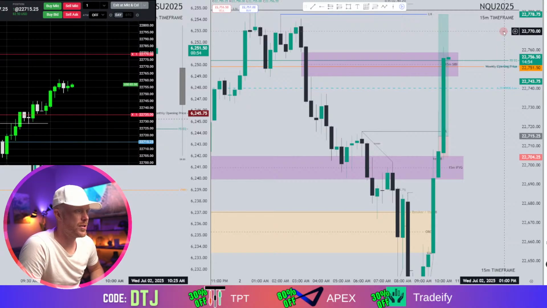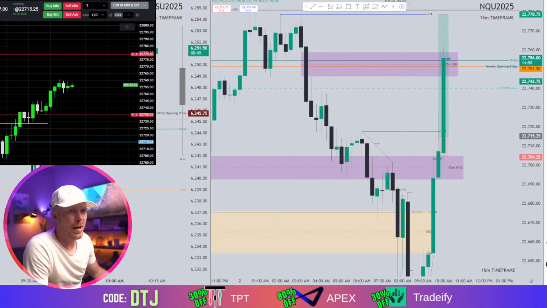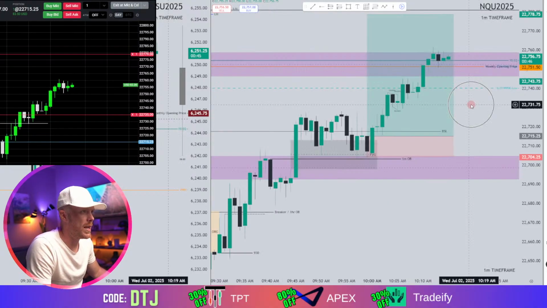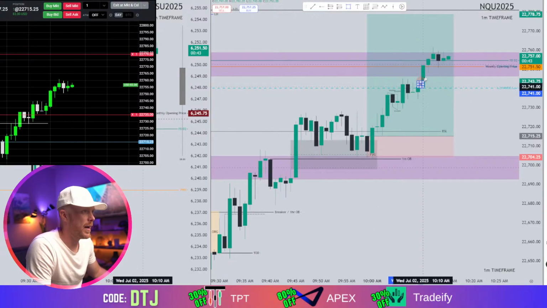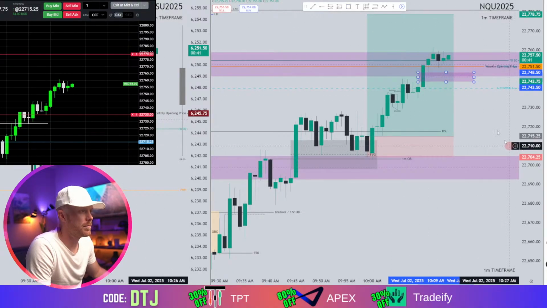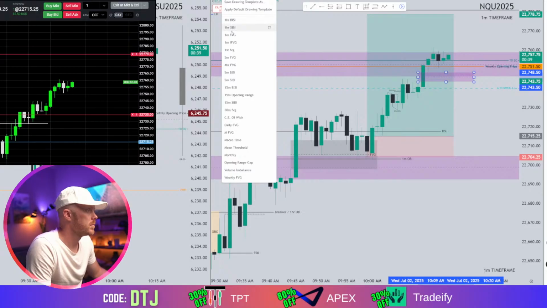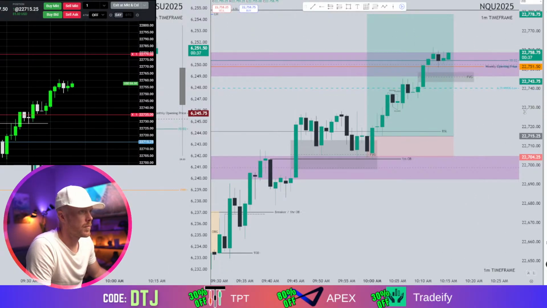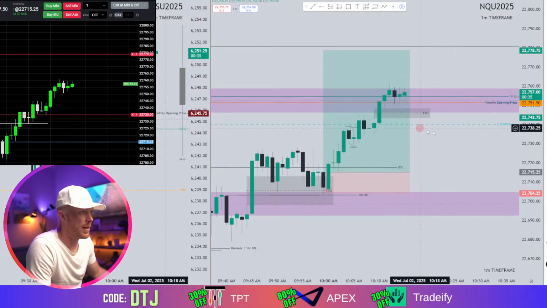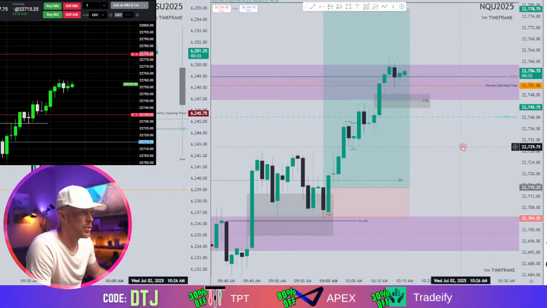All right, so we closed inside that 15-minute fair value gap. I'm prepared for a retracement. If we inverse this fair value gap, I will close my position. But I don't want it to inverse that fair value gap. I want it to continue to push.